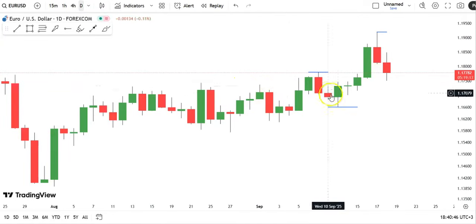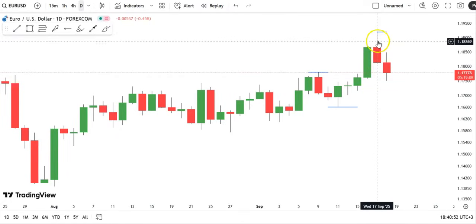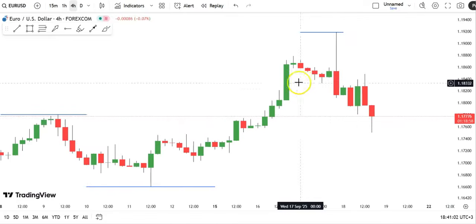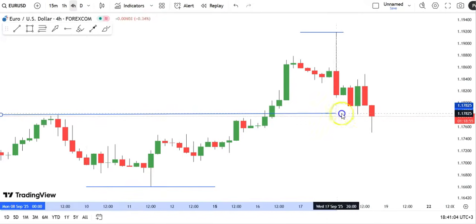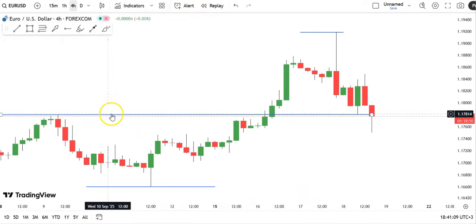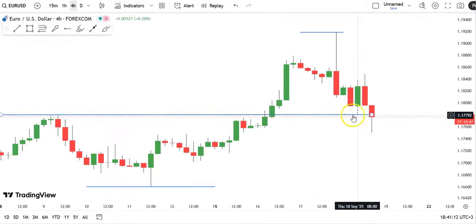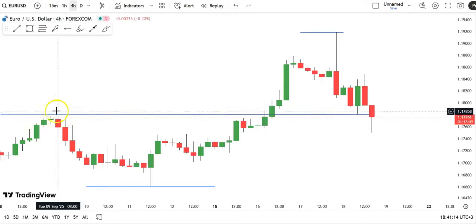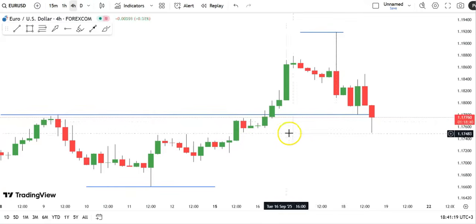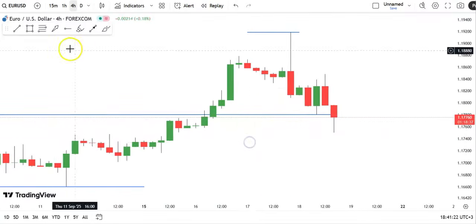Euro US dollar, as you can see on the daily, is in a bullish structure. Yesterday after the Fed news we had this spike and price formed this swing high. So overall a bullish pair, and on the 4-hourly we had a retracement in the making. One very important level is this previous daily high, and if we extend this level we can see we have this very important support. Previous resistance became support here, and this is where we were looking for potential bounces to the upside.